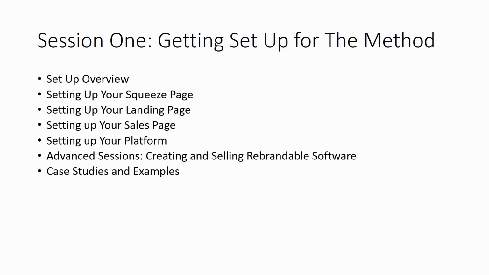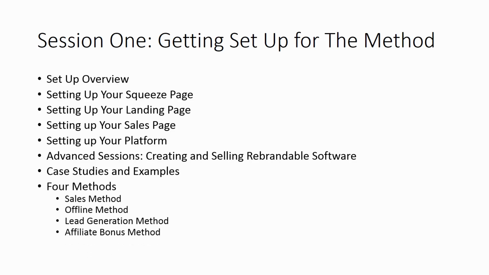When we do this, we're going to be talking about 4 ways to use your PLR and your rebrandable software. Once again, the goal is for you to start generating leads and making sales. Number 1, we're going to be talking about a sales method. In other words, how do I make more sales? In particular, even if you choose not to use a Warrior Plus network, how can I use my PLR and this method in order to make sales?